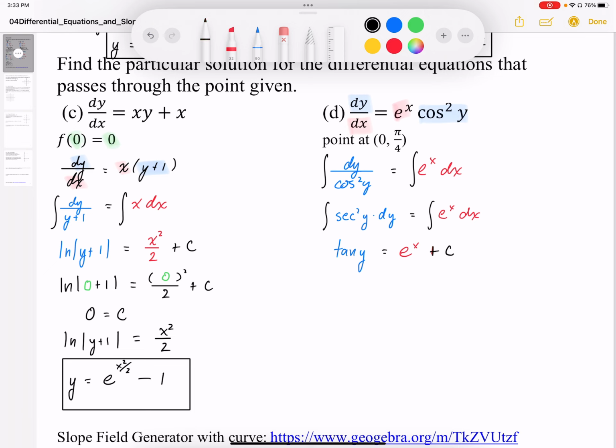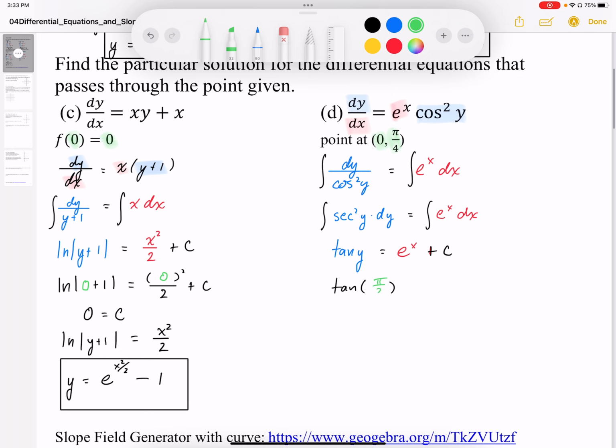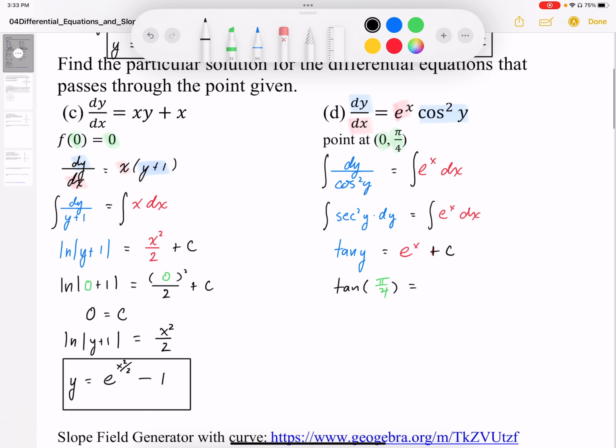Now, again, we can solve for this plus c because we've been given an initial condition of x is 0, y is pi over 4. So we're going to substitute in tan, the y is pi over 4, and the x is 0. So we end up with e to the 0 plus c. This allows us to solve for the plus c.